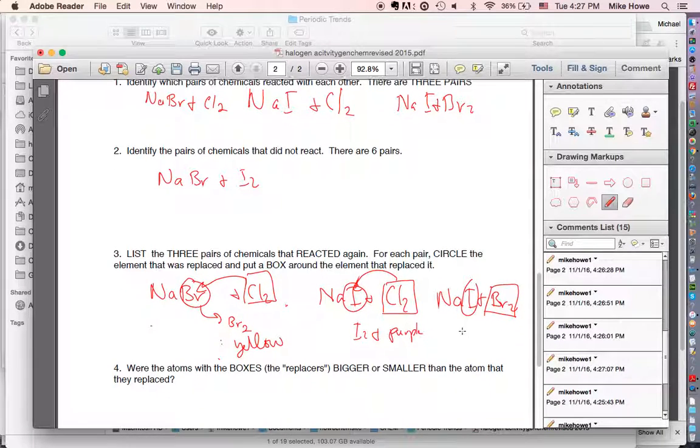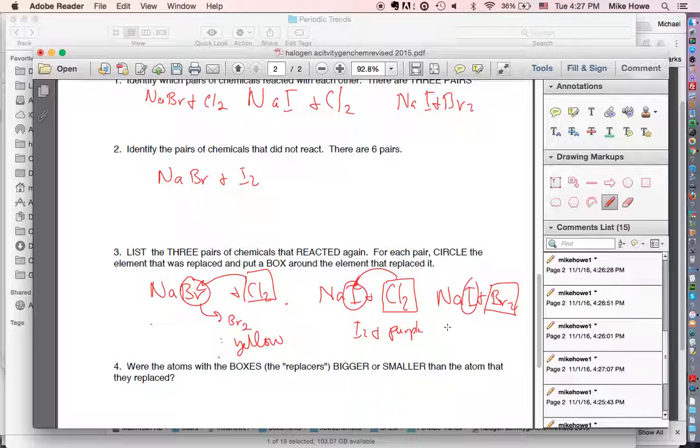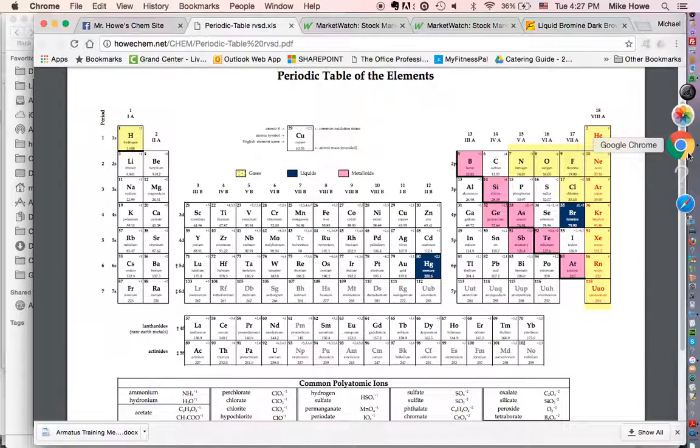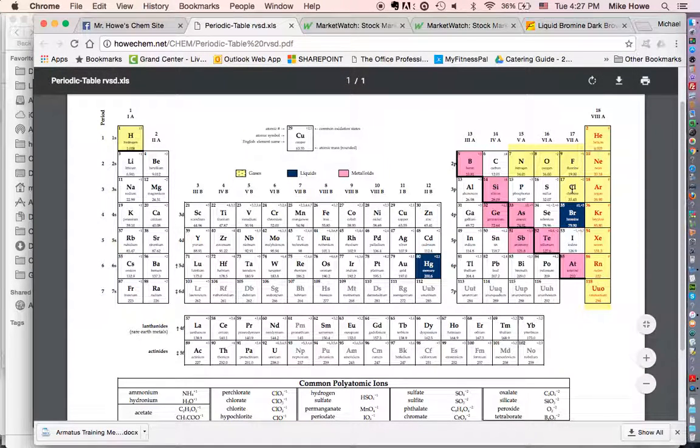All right, now the atoms in the boxes, are they bigger or smaller than what they replaced? So we're going to compare chlorine to bromine. So if we want to do that, we whip over to our periodic table. Here's chlorine, here's bromine. So which is bigger? Bromine's bigger. Chlorine is smaller because the atoms get smaller as you move to the right and also as you move up.